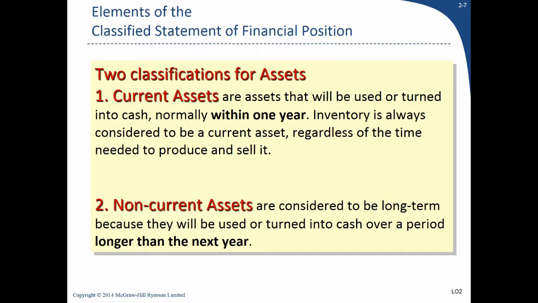Non-current assets are long-term. They're also called fixed assets. They will be used or turned into cash over a period longer than the next year. If we buy a piece of machinery, chances are we're going to use that for 5 years in our manufacturing operations. That would be what's called a fixed asset. The classification here is important to assess what we call liquidity, and we get into that later.